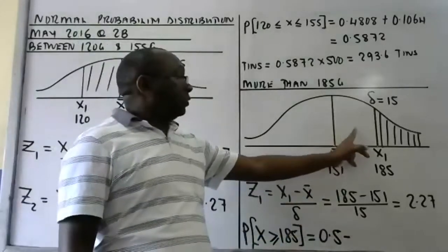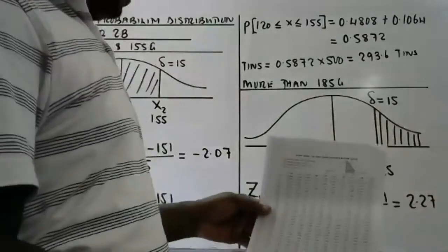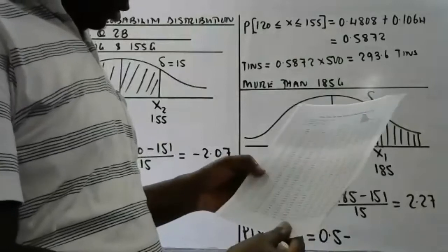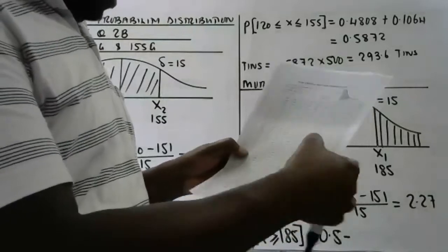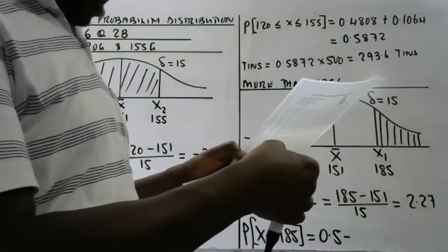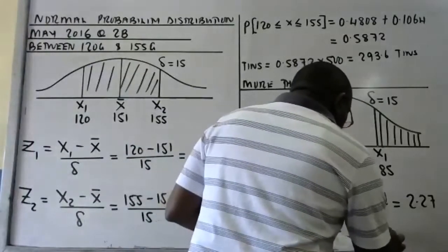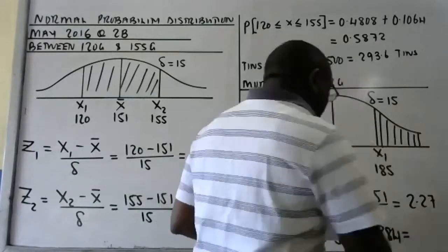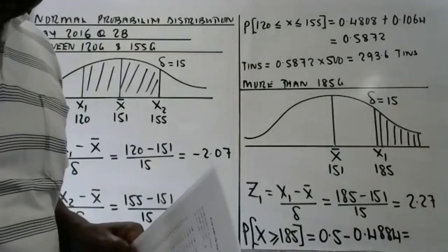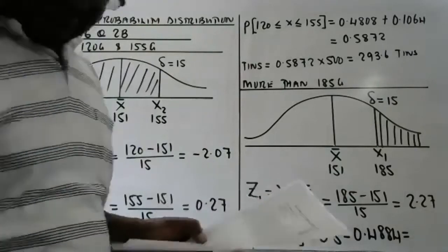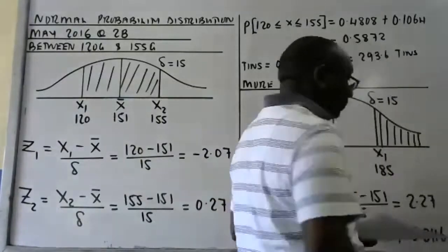So we now subtract this one that we don't want, which we are going to get from the tables. So you go to the tables and get 2.2 here, then it will be all the way to where there is 7. And for 2.27, I'm getting 0.4884. So 0.5 minus 0.4884 is 0.0116.